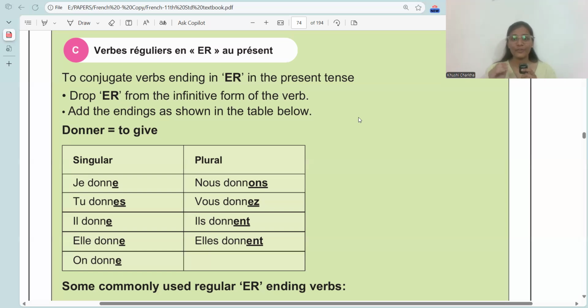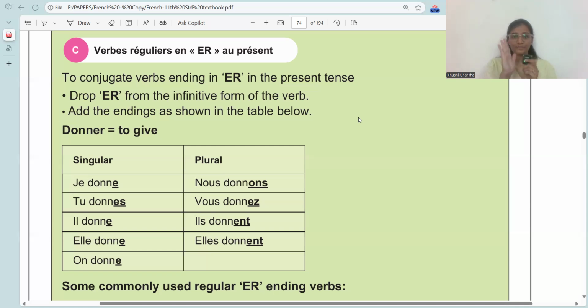Please be aware if you are taking any notes, we'll move on to that later. First, you have to understand the topic. Amongst these three, the first one which we are learning is ER ending verbs. Once you understand this, it is very easy and very basic. You're going to see this in every other sentence in French, so be attentive. Now, how do we conjugate ER ending verbs in the present tense?